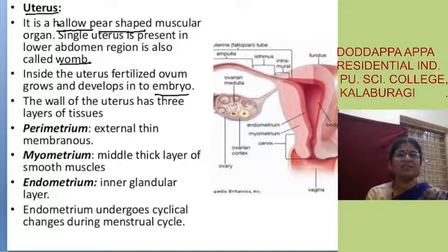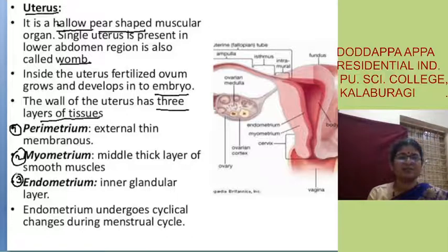The wall of the uterus has three layers. You have to remember this. Peri means external. So the perimetrium is an external thin membranous structure made up of connective tissue, which helps in protection. The middle one is the myometrium. It is the thick layer made up of smooth muscles, and the third one is the endometrium.